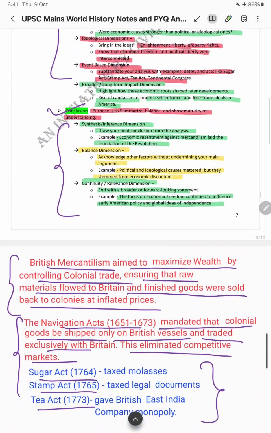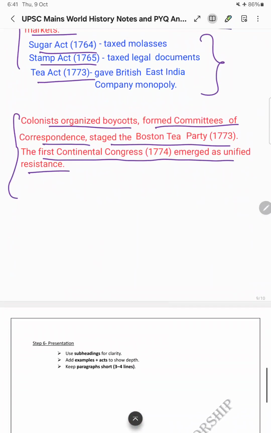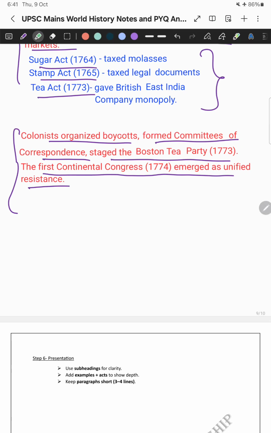Now moving on to the last and final step, which is the most important step also, the presentation. That means how you are presenting your answer. Because the presentation is of utmost importance, I would recommend you to use subheadings so that it will have clarity. So use subheadings for clarity.